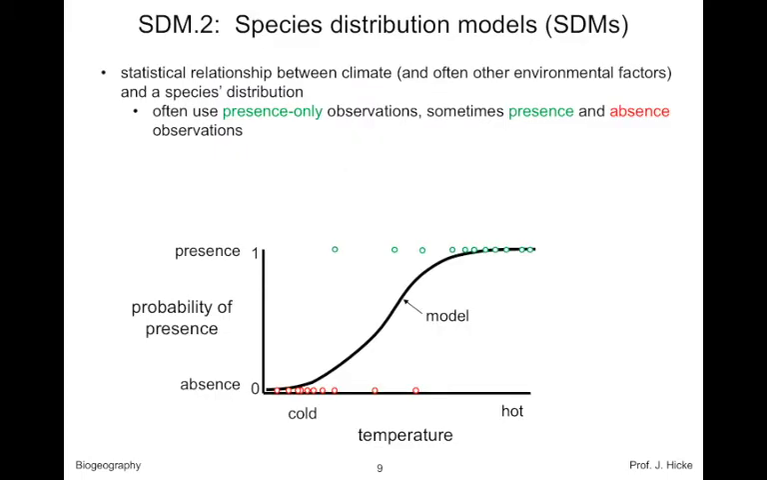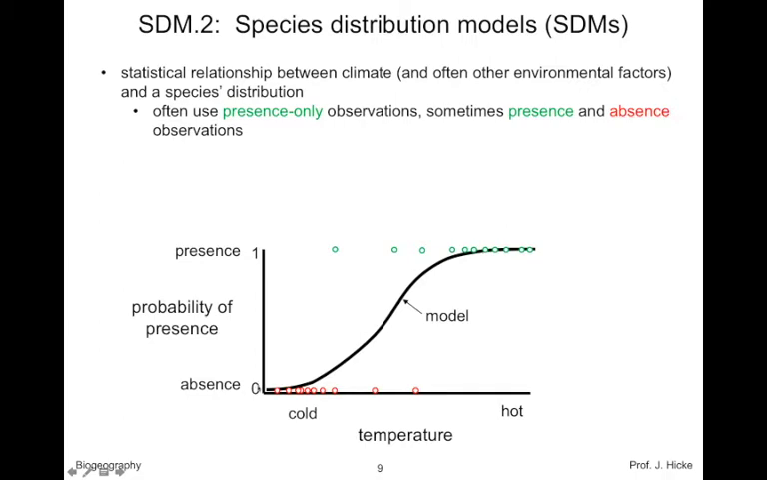Okay, so here's a simple example of this species distribution model. Again, the current state of the art is that species distribution models use statistical relationships between climate or other environmental factors like soils or topography and a species distribution. So down here is an example. Along the x-axis is temperature that ranges from hot to cold. The y-axis in the observations is either presence is 1 or absence is 0.